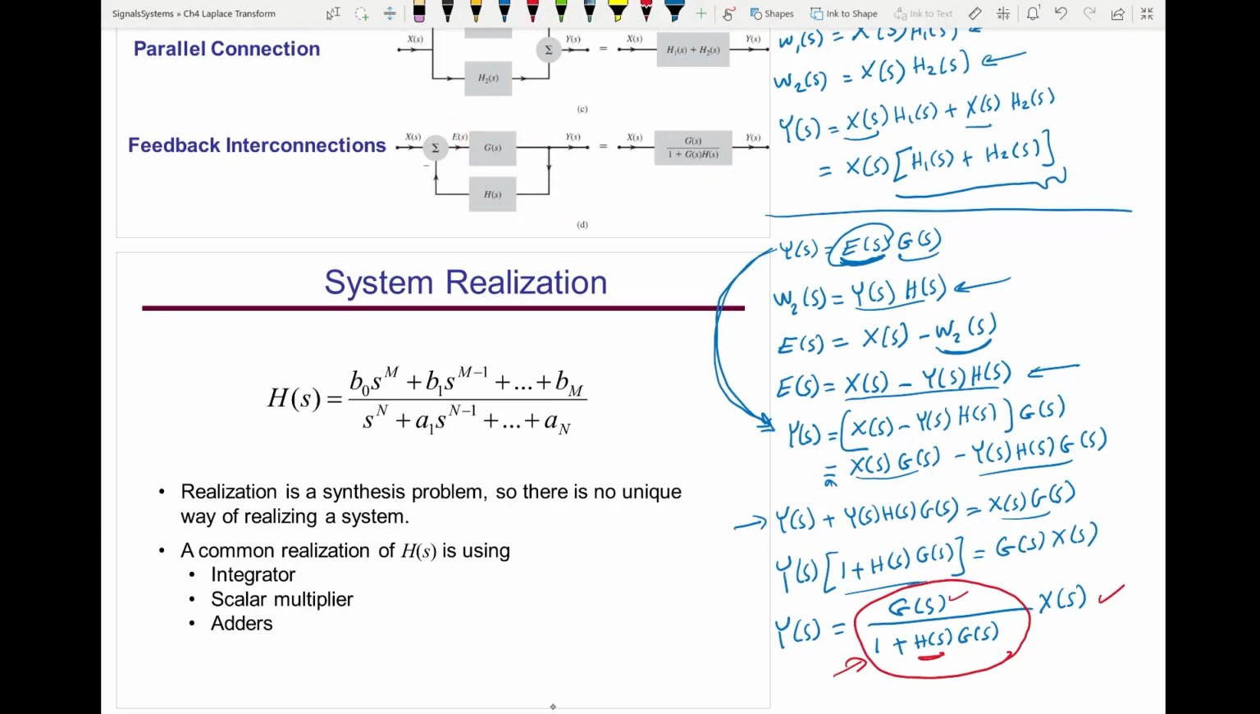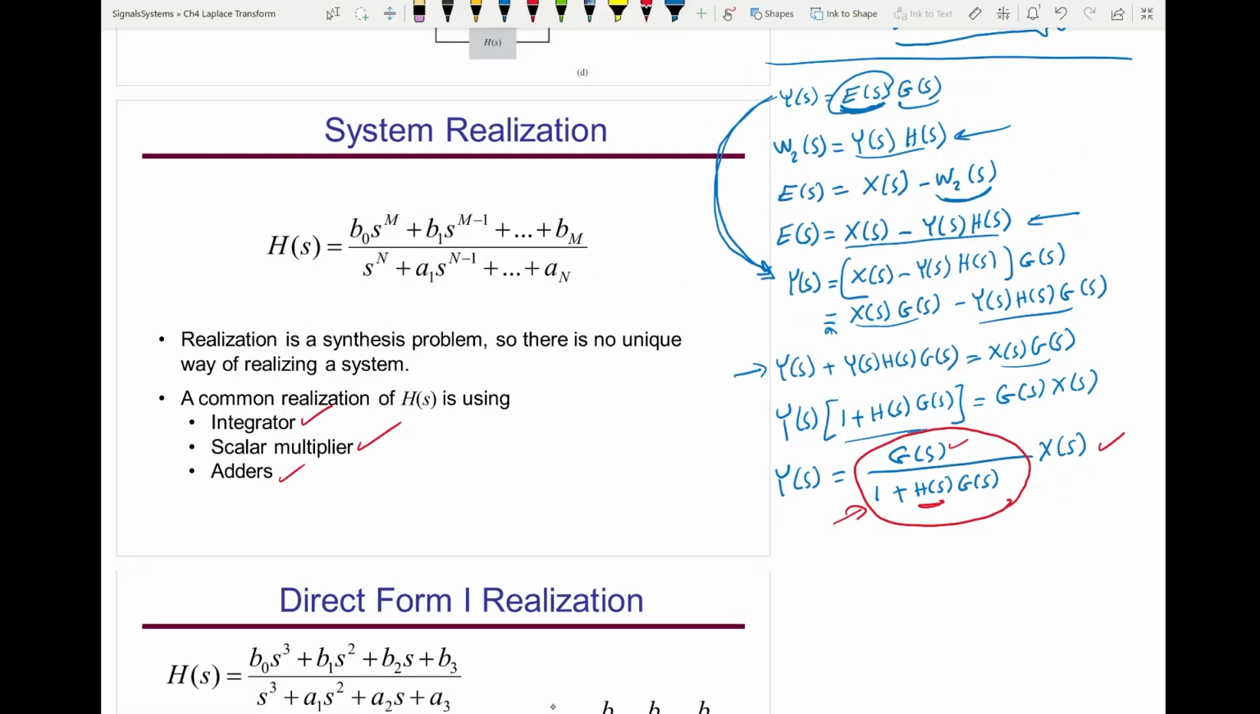Okay, with this feedback, now let's move on to system realization. So you may have a transfer function that describes a system of order n. And usually for a stable system, n will always be equal to or larger than m, which is here. Always this is going to be the case. And we want to use integrators, amplifiers, and summing blocks, or adders.